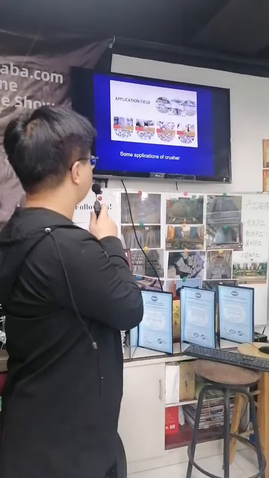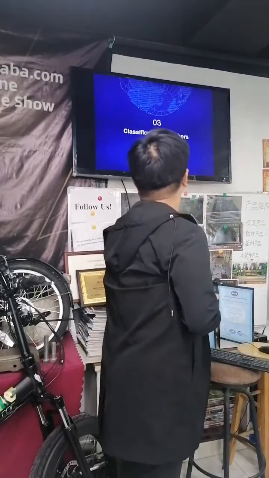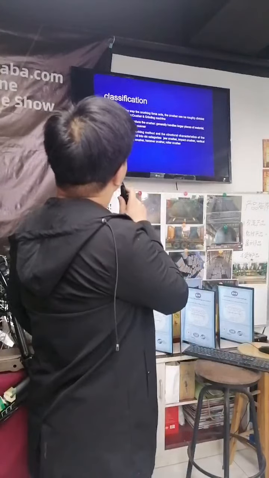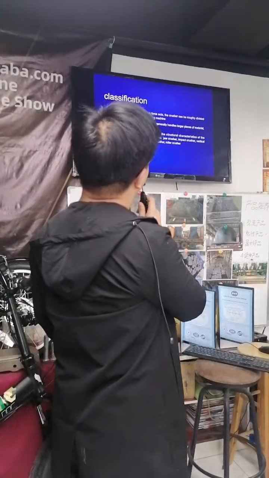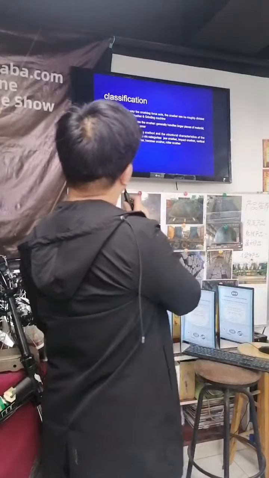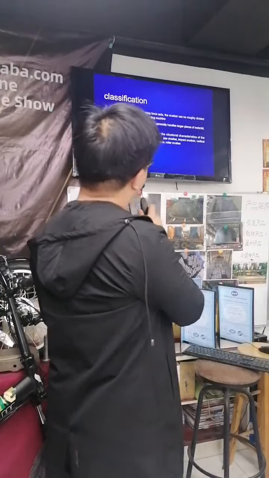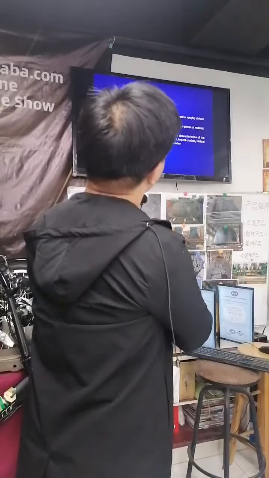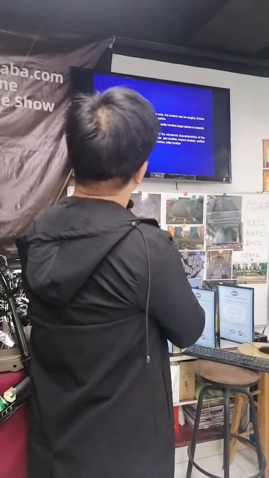These are some applications of crushers. According to the way of the crushing process, crushers can be roughly divided into two categories: crushers and grinding machines. Today, the opinion includes that a crusher generally handles large pieces of material, and the product size is coarse.